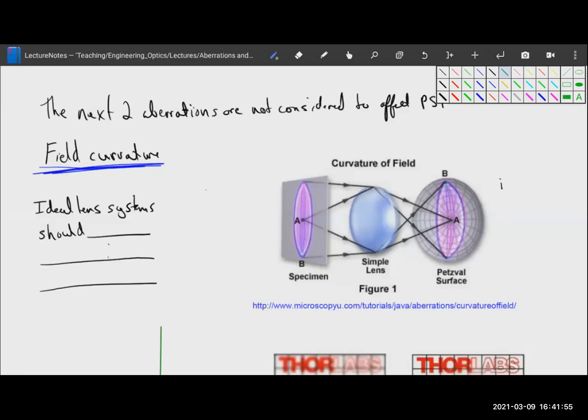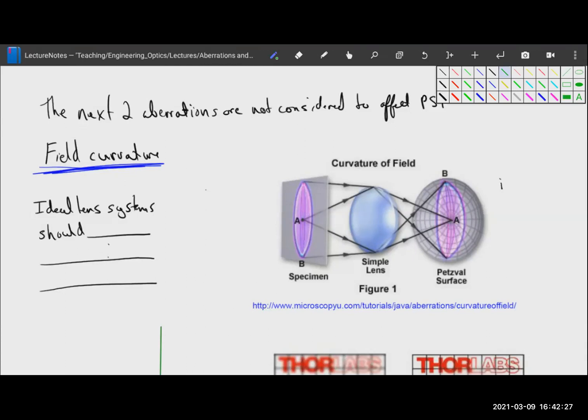Okay, so the next two aberrations we're going to talk about are not considered to affect the point spread function. So they're not going to affect the image of a point, essentially. And remember, everything we image is made up of an infinite number of points. So really what we're talking about is how it affects how sharp an image is, how clear it is. But this is not considered to affect the point spread function, although it will affect the image of a point based on where that point is.